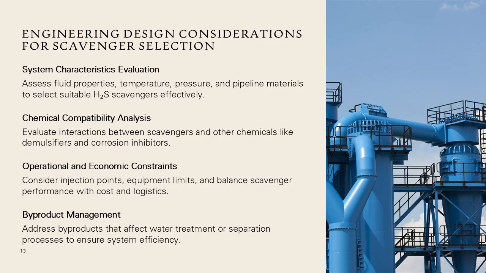Selecting an appropriate H₂S scavenger requires comprehensive evaluation of system characteristics including fluid composition, temperature, pressure, flow regime, water cut, and pipeline materials. Chemical compatibility must also be assessed, as scavengers may interact with demulsifiers, corrosion inhibitors, scale inhibitors, or biocides. Engineers analyze reaction kinetics to ensure that scavenger chemistry matches residence time within the pipeline, especially in long-distance or high-velocity systems. Operational constraints such as available injection points, equipment limitations, and downstream process sensitivities must also be considered.